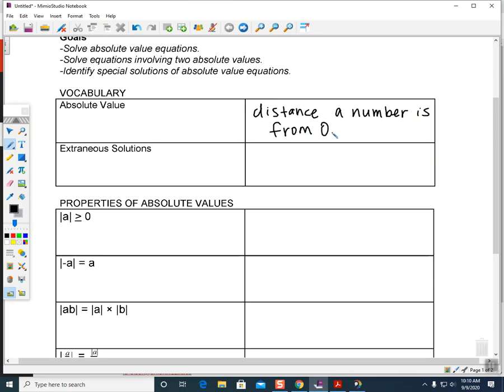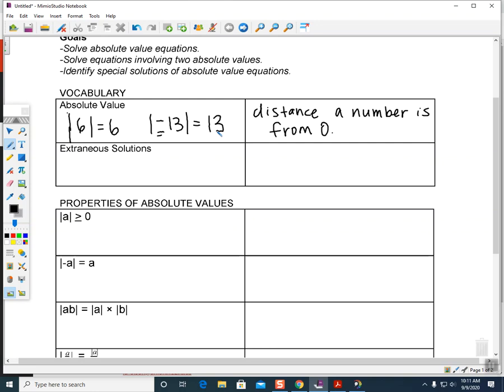So if I'm talking about the absolute value of 6, let's say, the absolute value of 6 is 6 because it's just 6 spaces away from 0. Or if I have the absolute value of -13, maybe, that's just going to give me a +13 because it's 13 spaces away from 0.